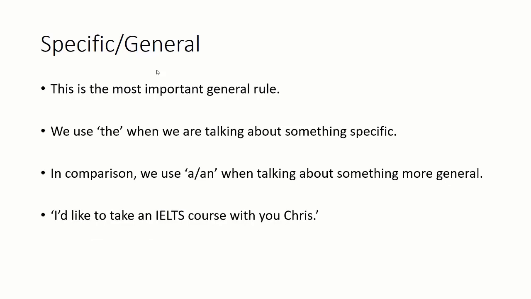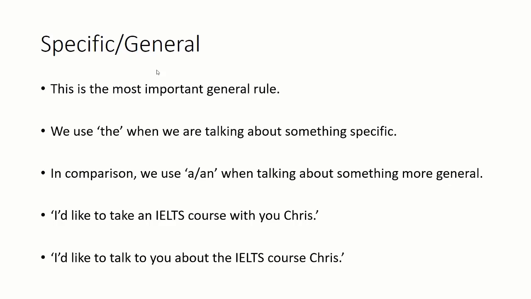So I'd like to take an IELTS course with you, Chris, versus I'd like to talk to you about the IELTS course, Chris. So the context is completely different for these two sentences. These two sentences are very, very similar, but they're about completely different situations. The first one, they're talking generally. So they probably know that I have an IELTS course, but they don't know which one they want to do, and they don't have any details on it at all. It's very general.